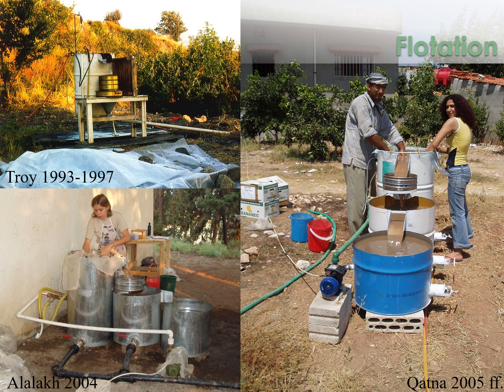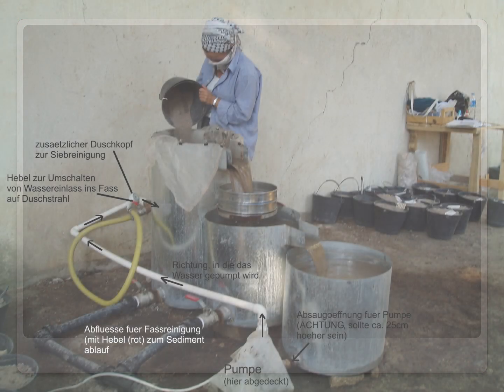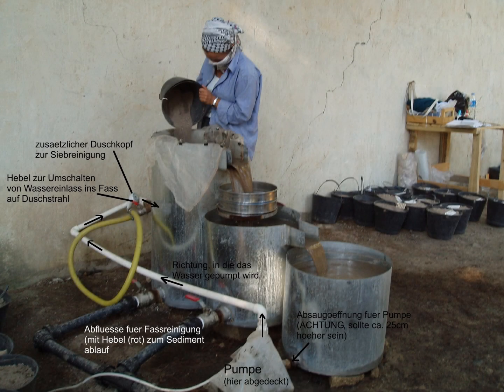Early applications were conducted by hand, that is a so-called bucket flotation, and today most excavations use machine flotation. The remnants that stay in the mesh in the largest barrel are the heavy residues, and they always need to be sorted or at least checked for unfloatable remains. Here just another example of the flotation machine at the excavations of Sinchili.